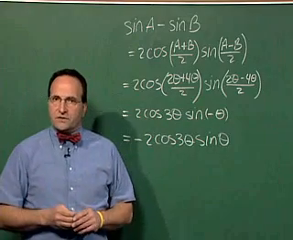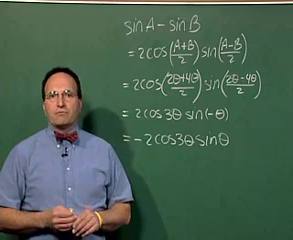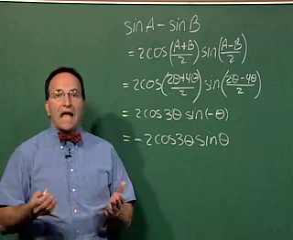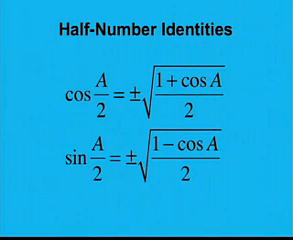Now, in the study of conic sections, we often use half-number identities. These identities are derived from the double number identities using algebra. Here are the definitions of the half-number identities. The cosine of a over 2 is equal to plus or minus the square root of the quantity 1 plus cosine a divided by 2. The sine of a divided by 2 is equal to plus or minus the square root of the entire quantity 1 minus cosine a over 2.